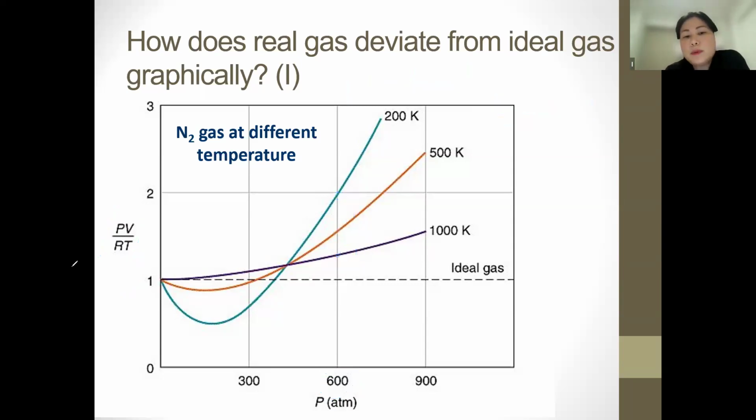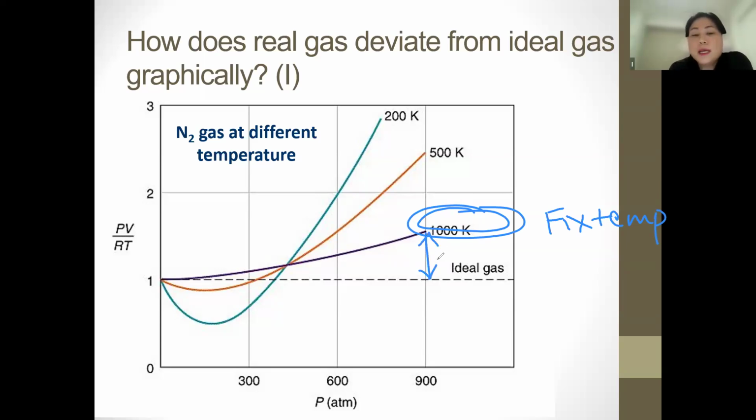Next, we will have to look at the pressure. If we look at the purple line only, everyone just look at the purple line, we fix the temperature in this case. And what do we see? We see that at high pressure, 900, that's the gap from ideal. But at 300 pressure, the gap is smaller. So we can see from here that as the pressure decreases, the line is closer to the ideal gas line, which means that the gases are behaving more ideally.